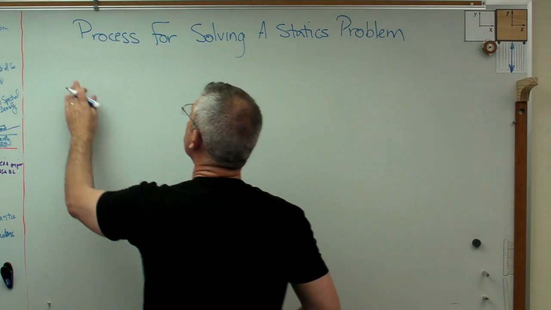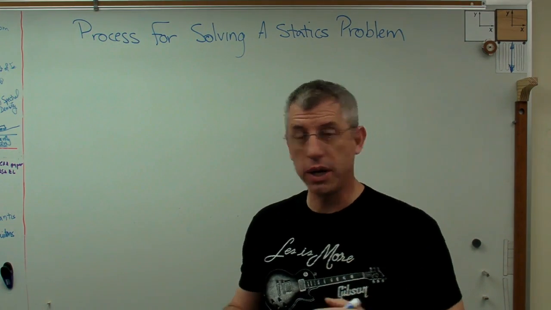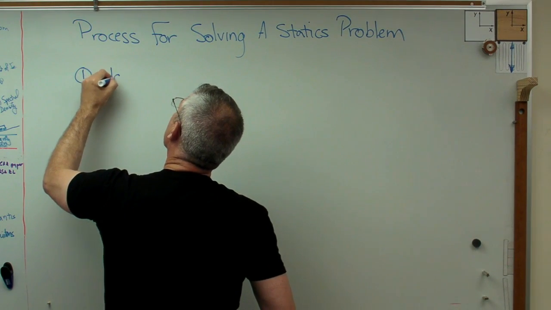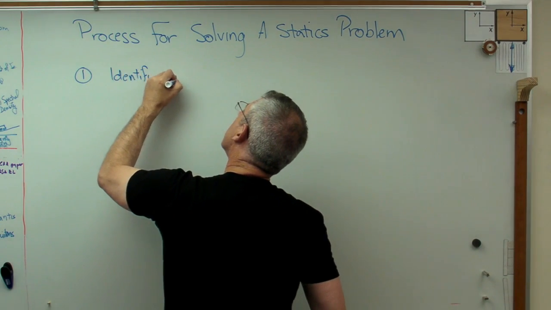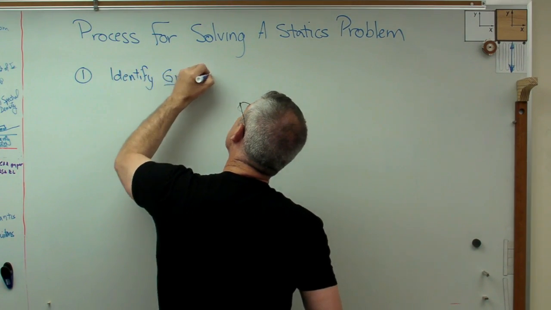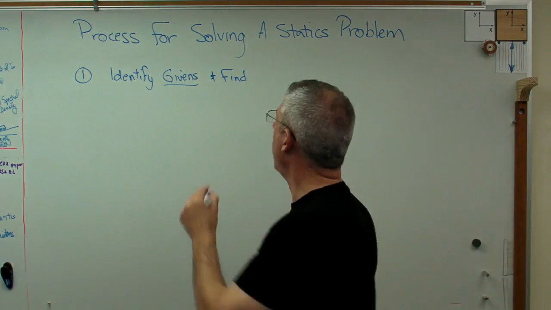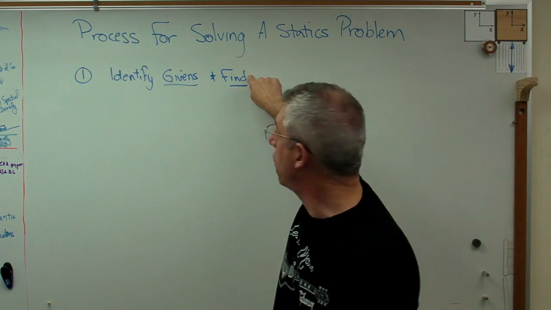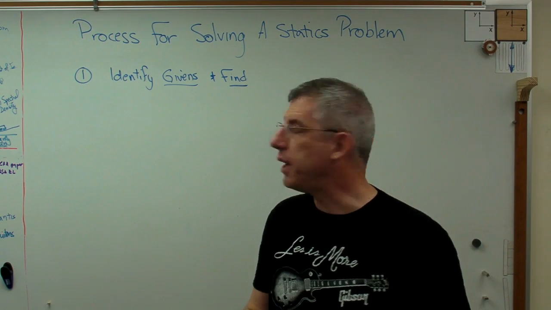So here's the deal. The first thing you've got to do is keep track of what's given in the problem and what it is you're trying to find. So the first thing is identify givens and find, okay? What's given to you in the problem? What information do you have? And find, what information don't you know? What is the problem asking for? And what number do you have to generate so you know you're finished?